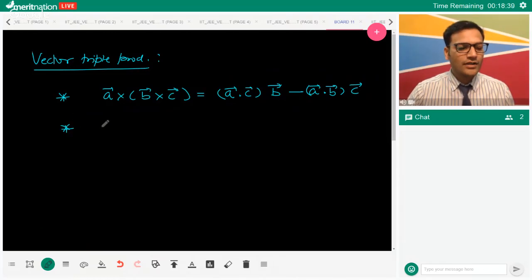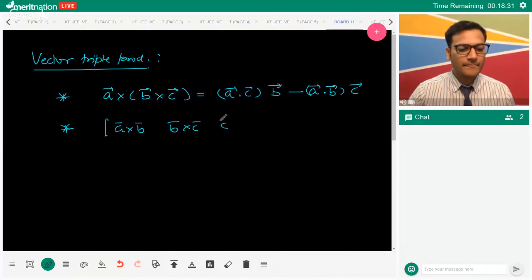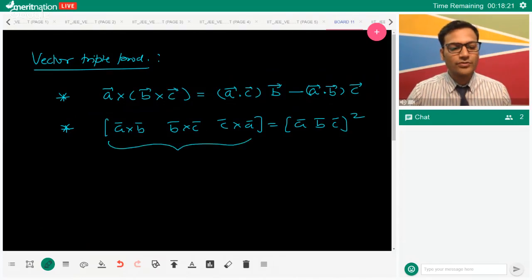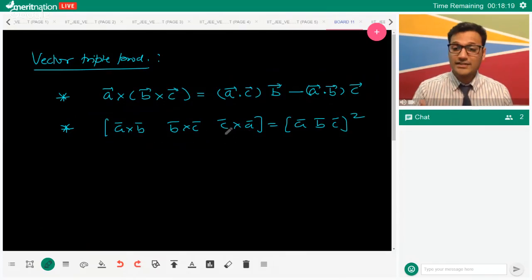Next thing over here, one of the important properties is A cross B, B cross C, C cross A. Just remember this is the scalar triple product ABC whole squared. Whatever we just did a moment back, the determinant one, this is also equal to A cross B, B cross C, C cross A. This is actually one of the questions, but it's good to remember this as a result.